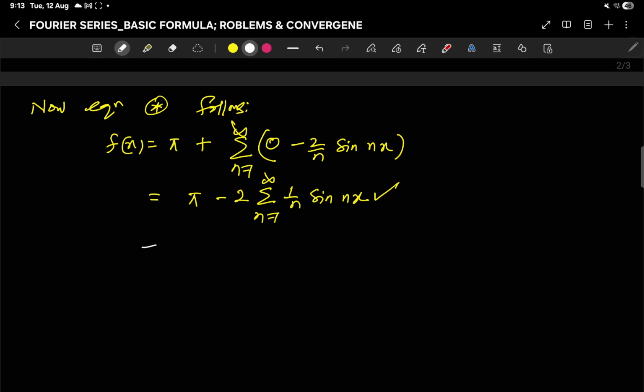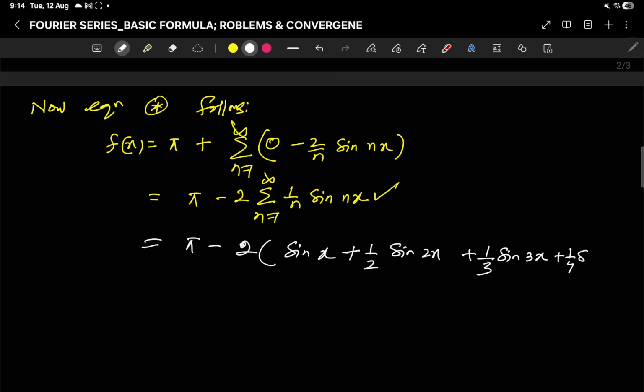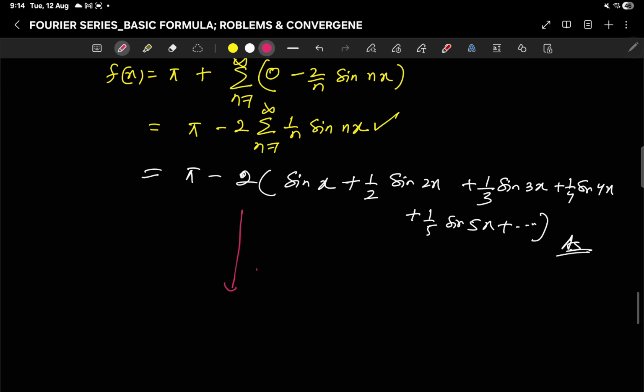Now if you open it, it is pi minus 2 times sin x, 1 by 1 sin 1x plus 1 by 2 sin 2x plus 1 by 3 sin 3x plus 1 by 4 sin 4x plus 1 by 5 sin 5x, and so on. Okay, so this is my answer here. Now if we think of the convergence behavior of this, right?